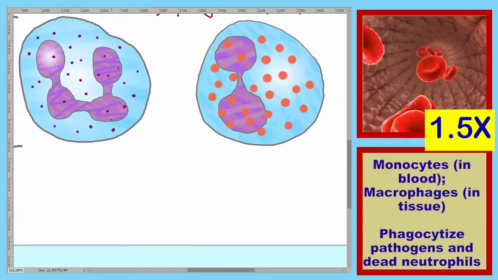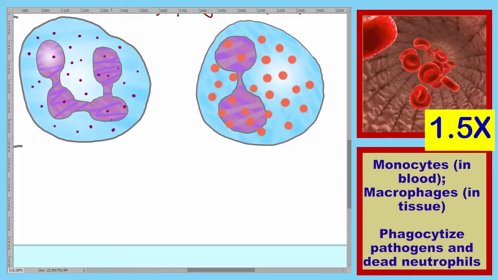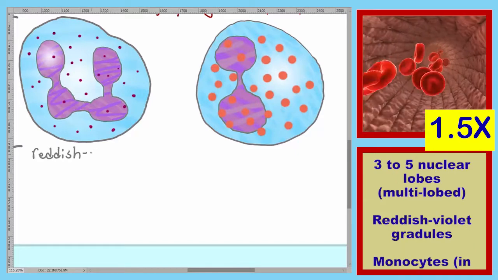First thing we're going to do is describe what we see. First, the cell has reddish violet granules, and this cell is also multi-lobed. The nucleus may have from 3 to 5 lobes. We're going to indicate those two here.